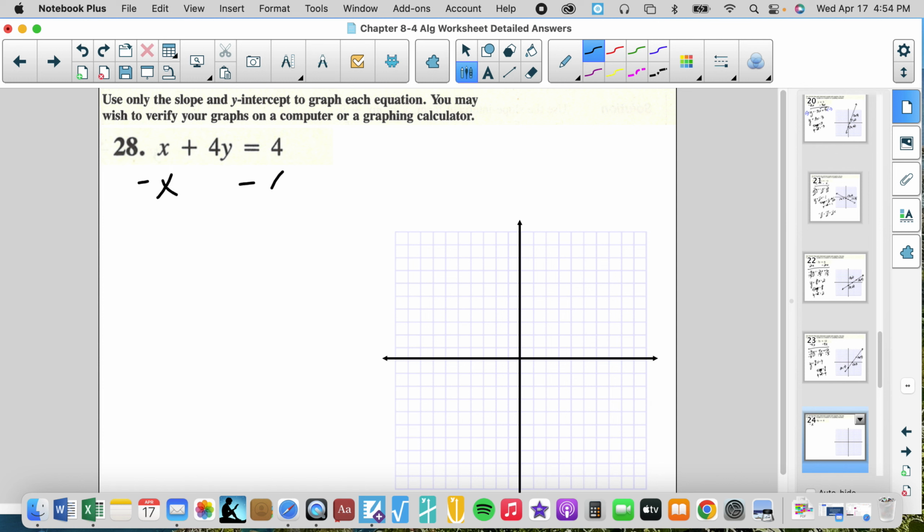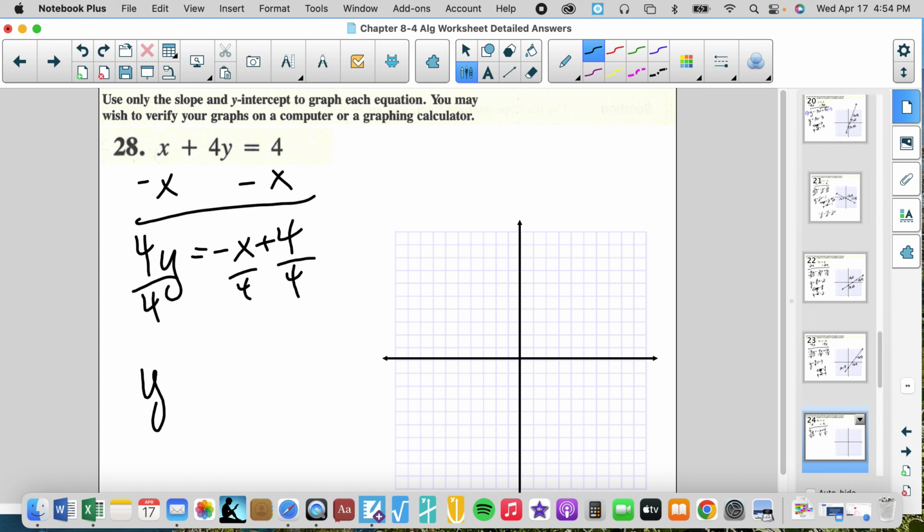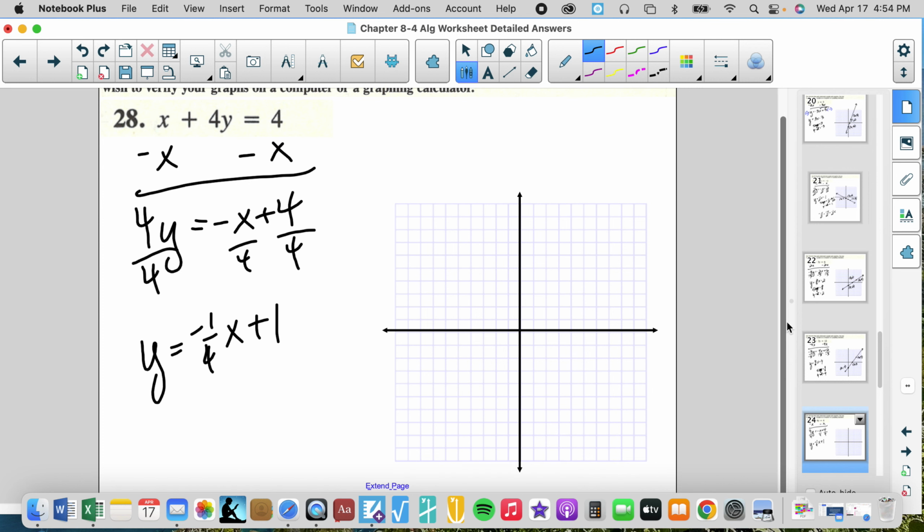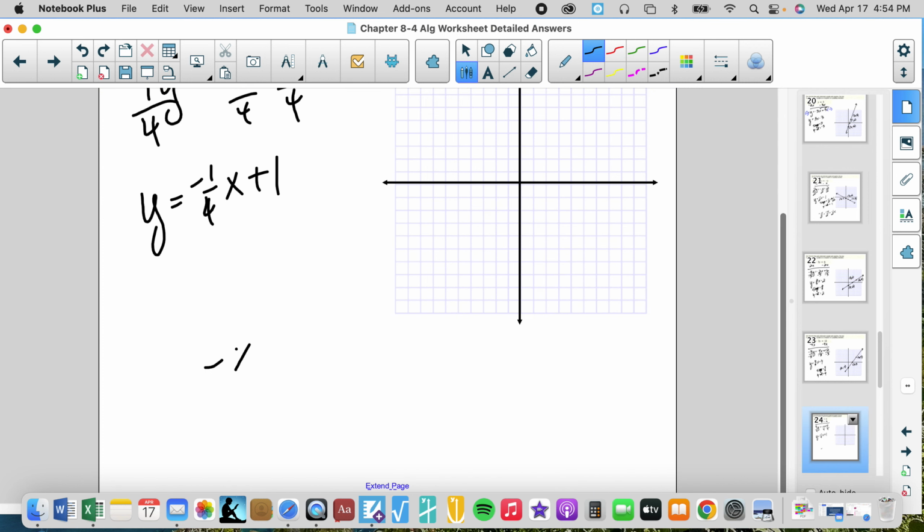Minus x, 4y equals negative x plus 4. Divide everything by 4. y equals negative 1/4 x plus 1. It doesn't benefit me to write it as negative x over 4 because I've got to find the slope. Are you able to find the slope by that? Find the slope, the coefficient.